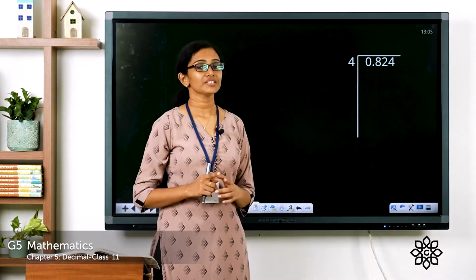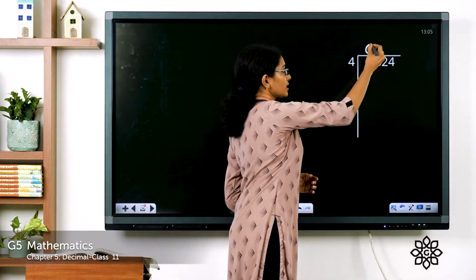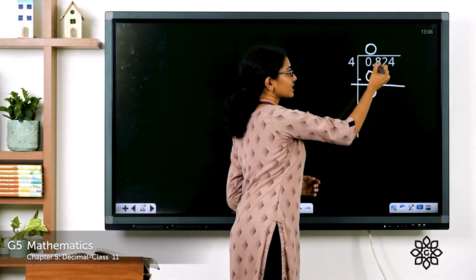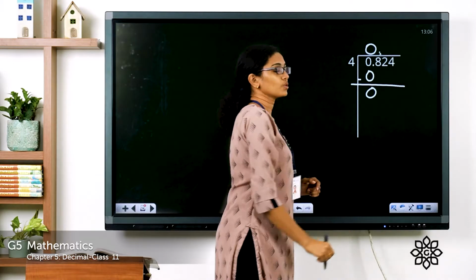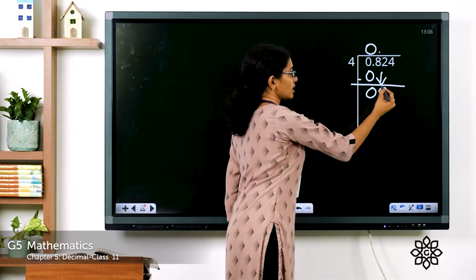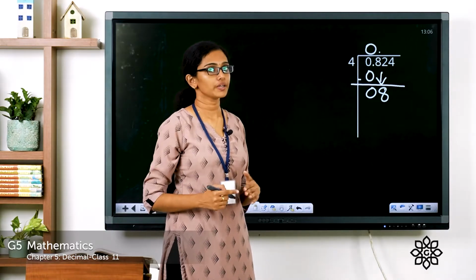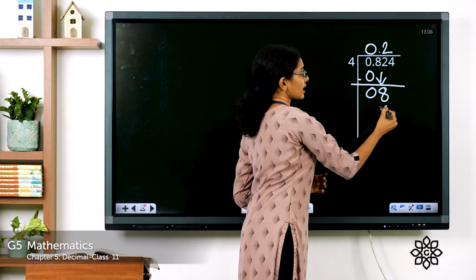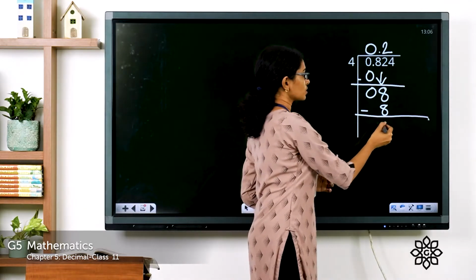0.824 by 4. Since we don't have a whole number part in the decimal number here, let's write 0 here, then 0 into 4, 0, subtracting, we get 0 here, and there is this decimal point in the dividend. You have to put the decimal point in the quotient now. Then bring down the next digit here, 8. Now we have 8 divided by 4. So from the table of 4, we know 4 2s are 8. So write that 2 here, 4 2s are 8. Now subtracting the numbers, we get 8 minus 8 is equal to 0.